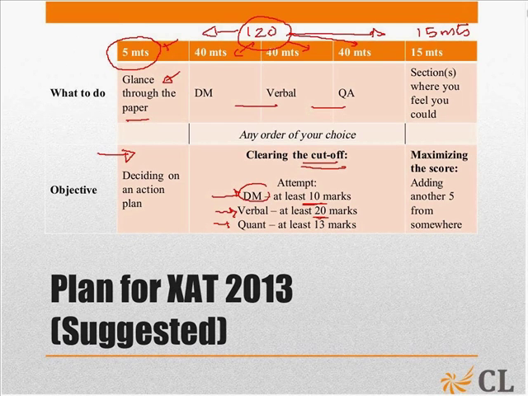2 things might happen after the 120 minutes. A, you're confident that you have cleared the cutoff, or B, you're not confident that you have cleared the cutoff, let's say in 1 or 2 areas. Then you can spend the rest, the last 15 minutes, accordingly, either by maximizing the score, maybe adding another 5 questions somewhere. Maybe you've seen a verbal question, one RC passage, which you felt you could manage. You can go back and do that.